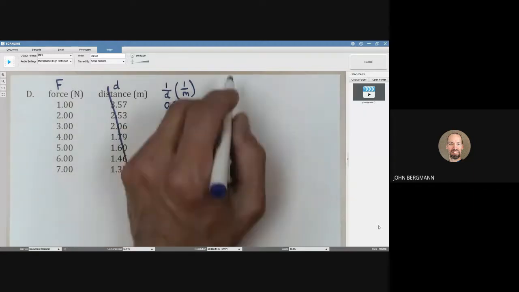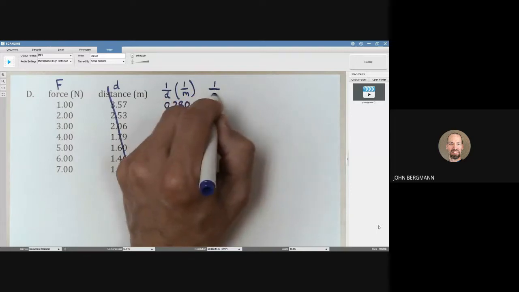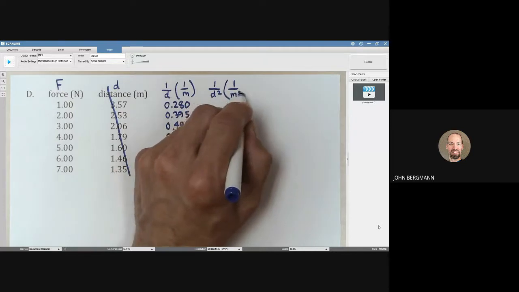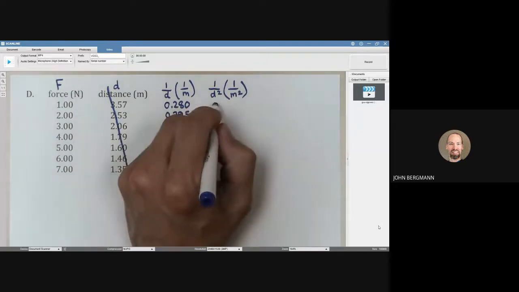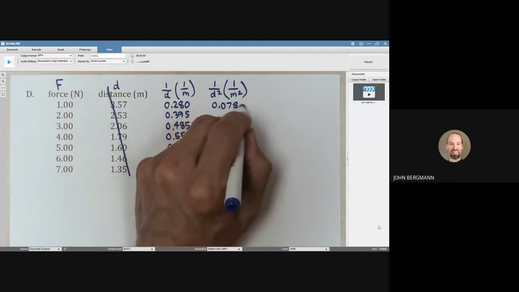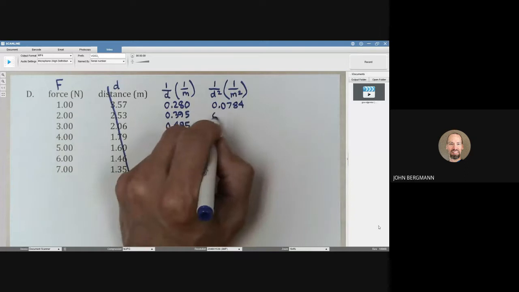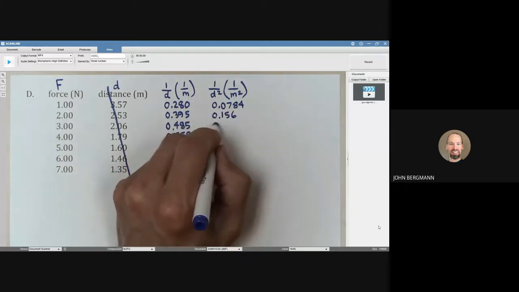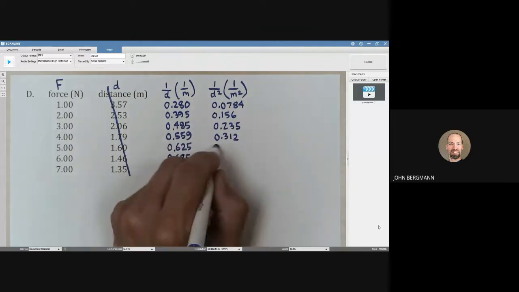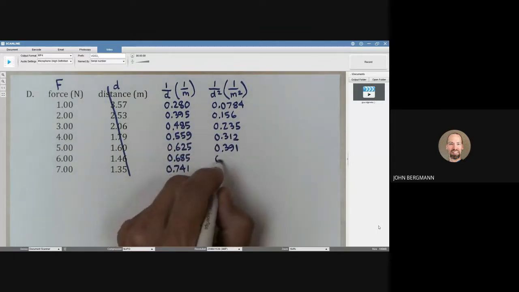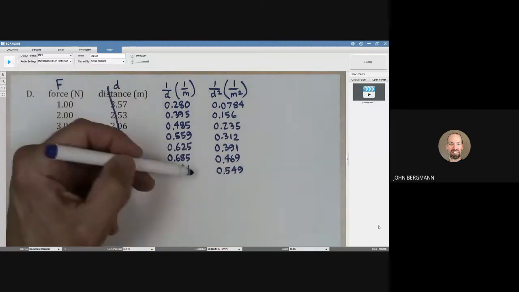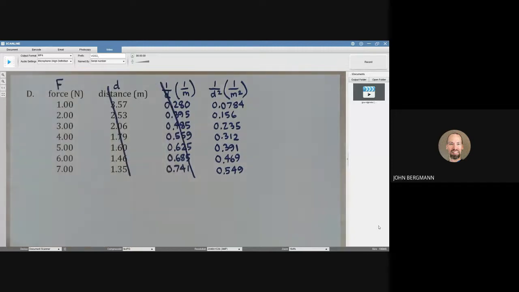So we're going to make another data column, and this one's going to be 1 over d squared, and the unit is going to be 1 over meters squared. And if we type these in, squaring everything, this is what I get: 0.0784, 0.156, 0.235, 0.312, 0.391, 0.469, and 0.549. And once we've modified this column, any column we modify, we cross that off.